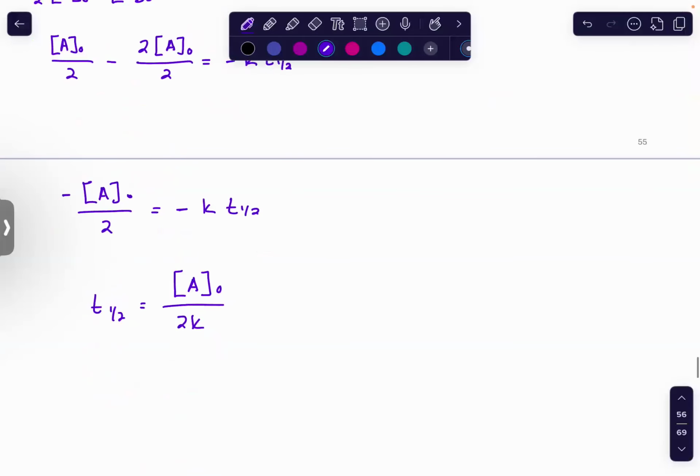And we'll have to look up sometime what the units for a zero order are. But like I said, there's tables out there that will give you K and then the units based off the order of the reaction.